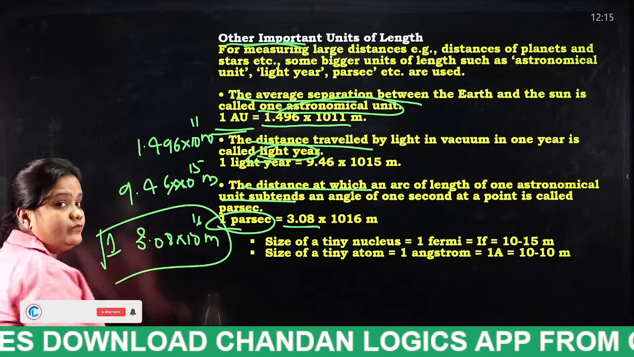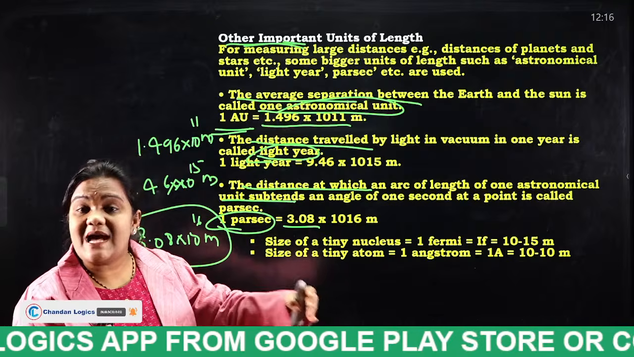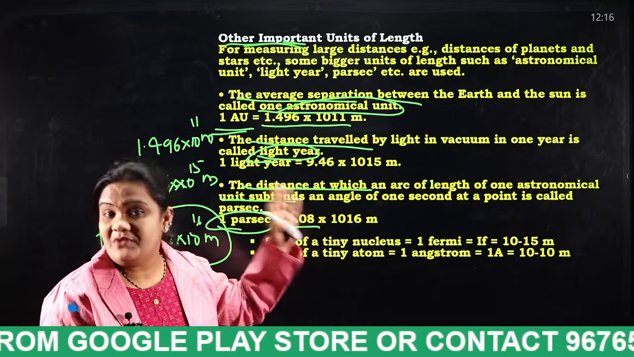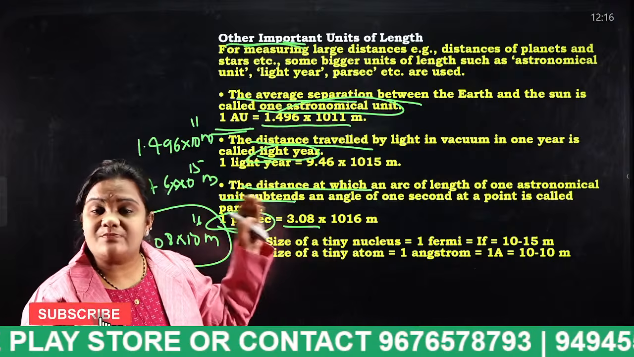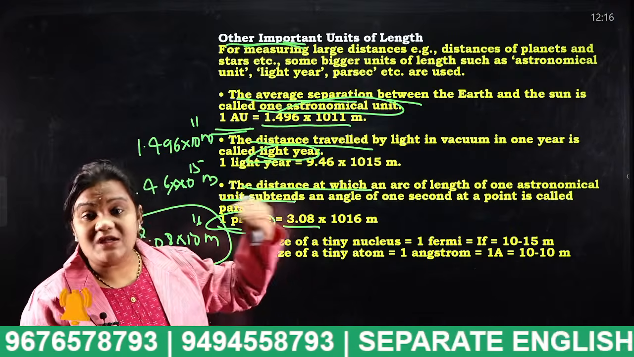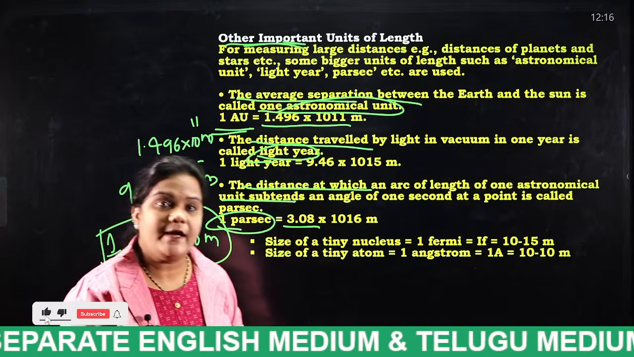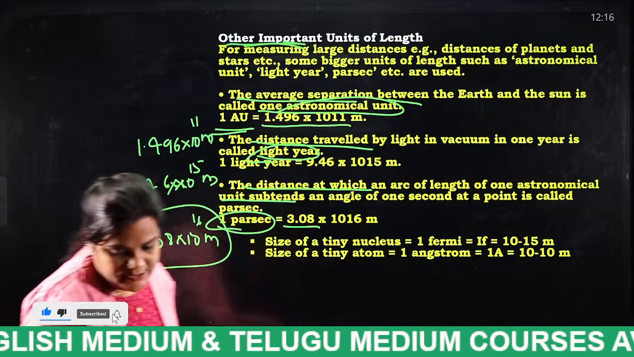So these 3 standard values are very, very important. These are other forms of units of length. For a smaller distance, we will use meter as length. For a larger distance, we have different units for different things.